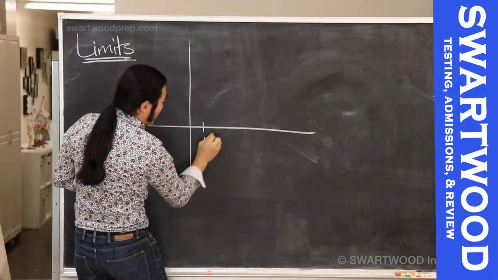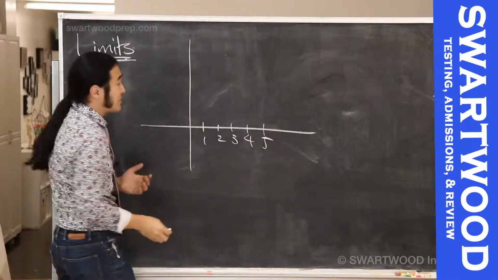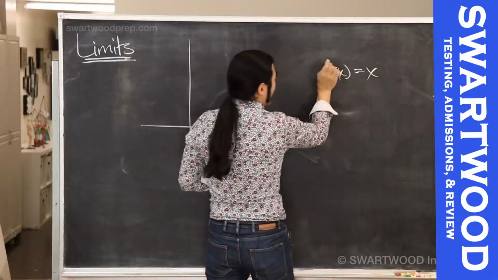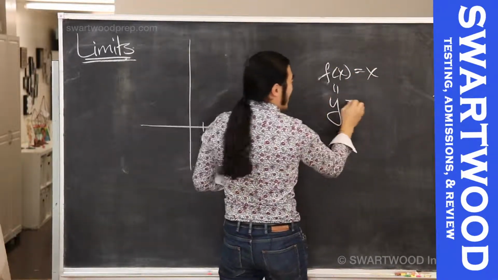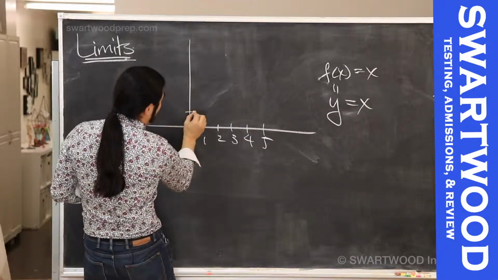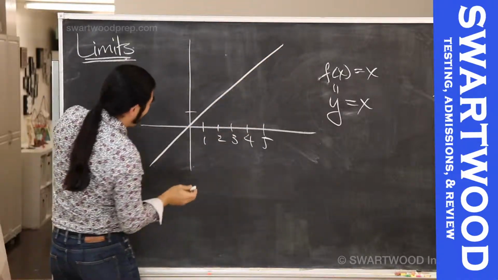So let's say we have 1, 2, 3, 4, 5, something like this. Let's make up a function. Let's say f of x is equal to x, okay? Of course, if you think of this as y, that's the line x equal to y. Okay, no big deal. And then over here, let's just draw a line like that. Close enough.